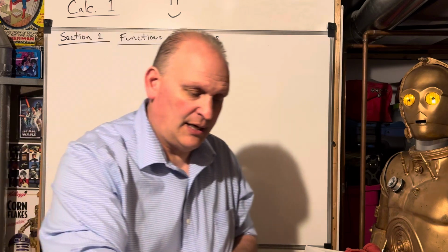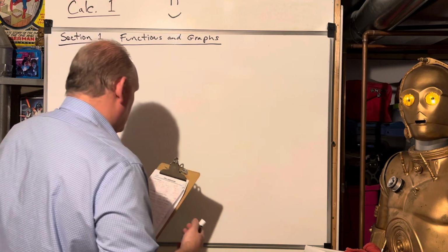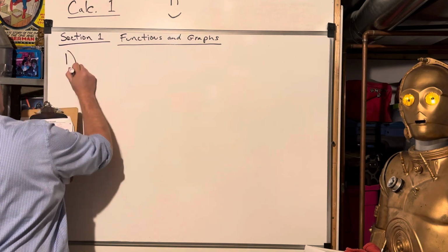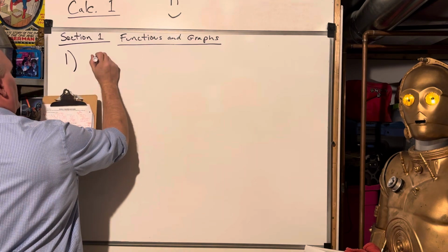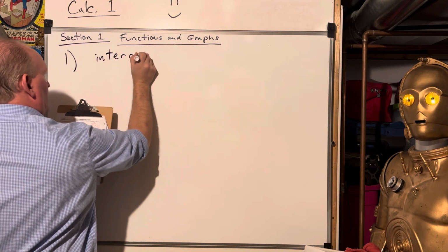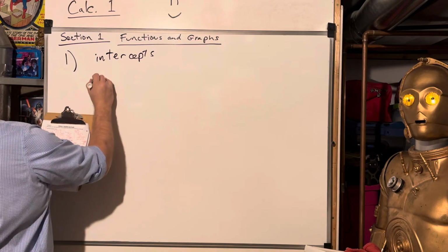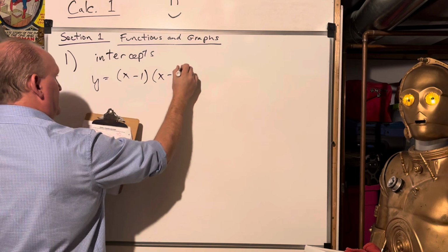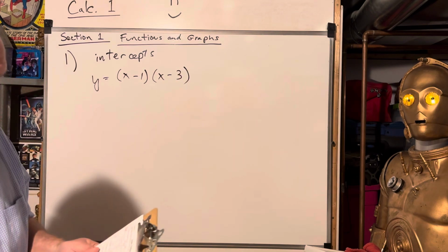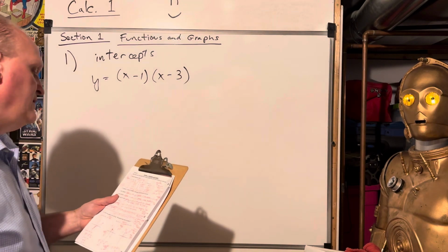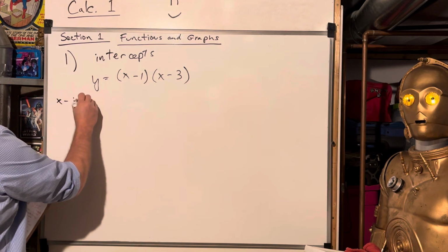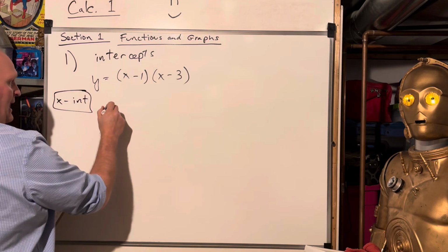All right, so section 1, we're looking at functions and graphs. So it says find the intercepts of y equals (x minus 1)(x minus 3). So they already have it factored for us. And so when we're going to find the intercepts for this, to find the x-intercept, you're going to set y equal to 0.